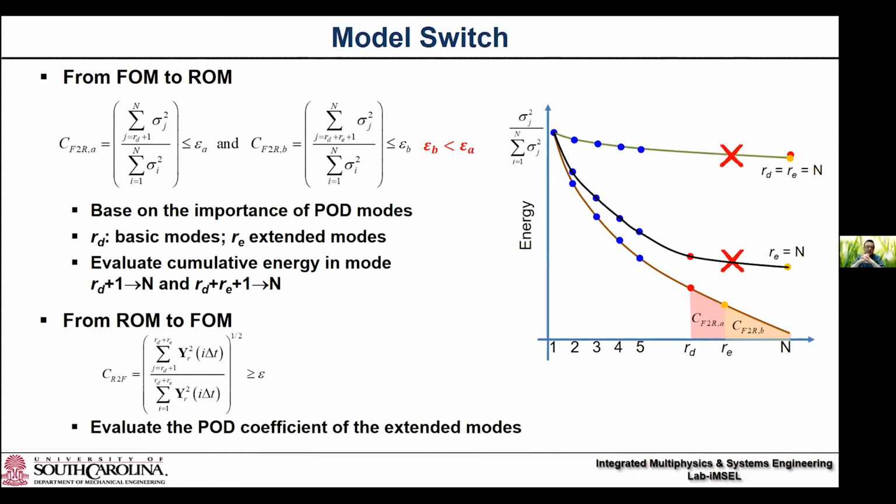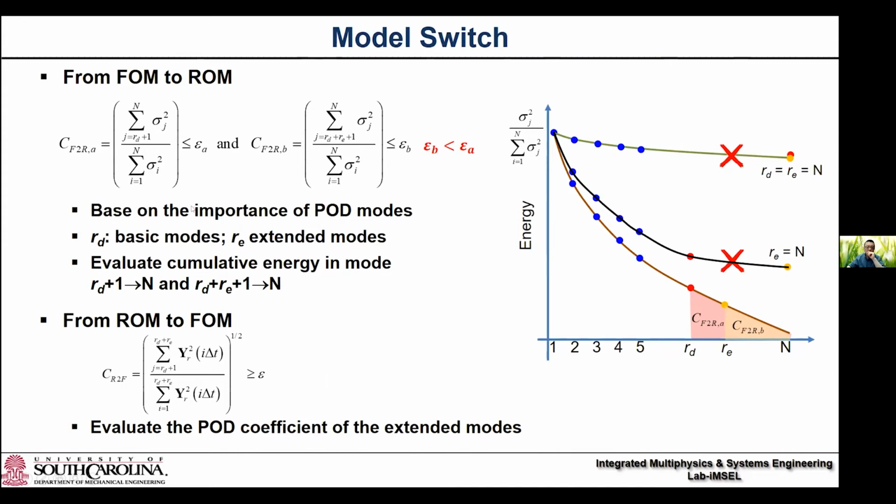The next one is how about the switch? We talked about the full order model and the reduced model. The next question: how can we do a switch? In order to do a switch, in the full order model, we only have the singular values. So we define two numbers of modes. One is called RD, the other one is called RE.